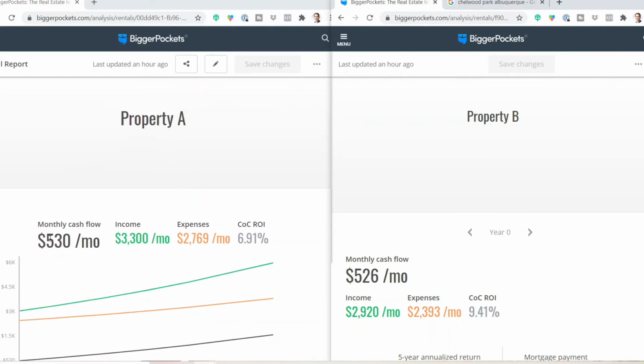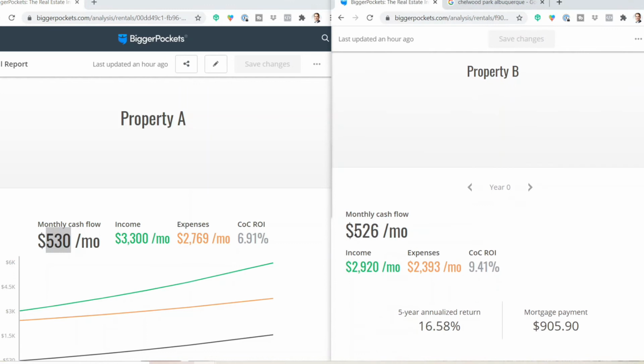We see that property A is going to cash flow about $530 per month, while property B is only going to be at $526 a month. So for every $100 that you put into property A, you are going to cash flow $6.91 per year. Now over here on property B, you're going to cash flow per $100 you put into the property $9.41 per year. Now, this is your cash on cash return.